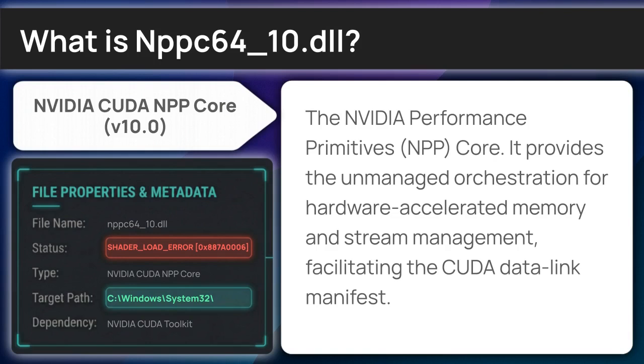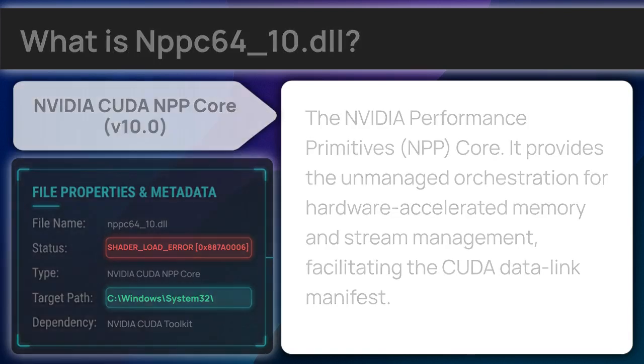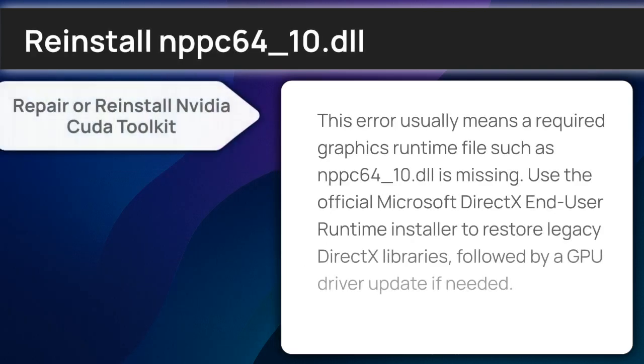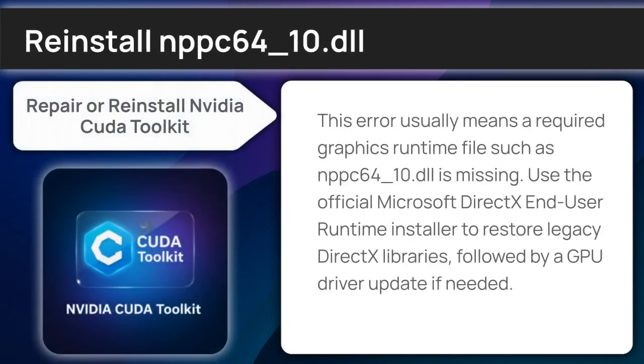Now let's apply the fix by reinstalling the shared system library. This error usually means a required graphics runtime file such as NPPC64 DLL is missing. Use the official Microsoft DirectX end-user runtime installer to restore legacy DirectX libraries, followed by a GPU driver update if needed.